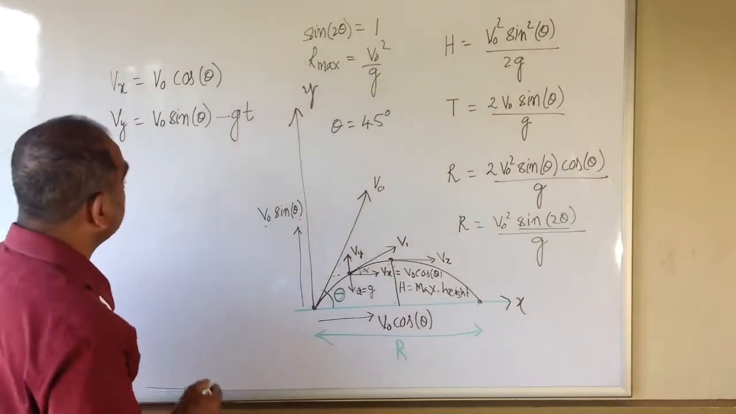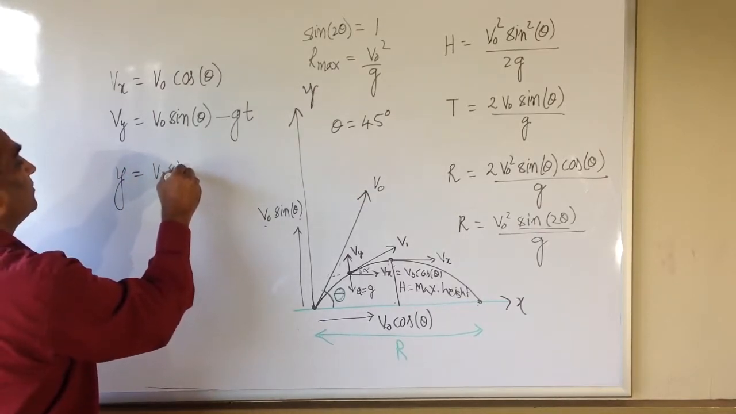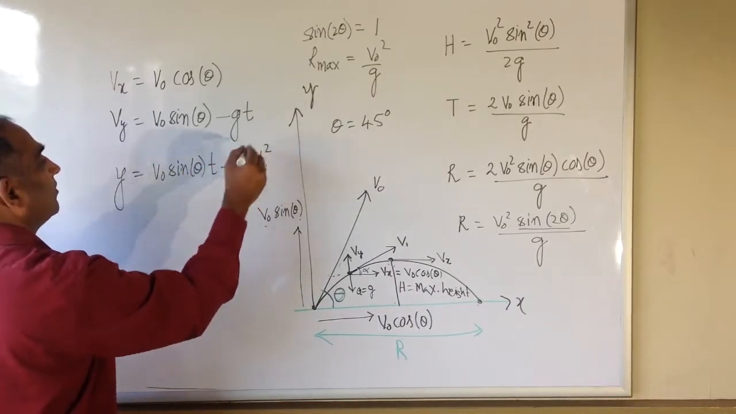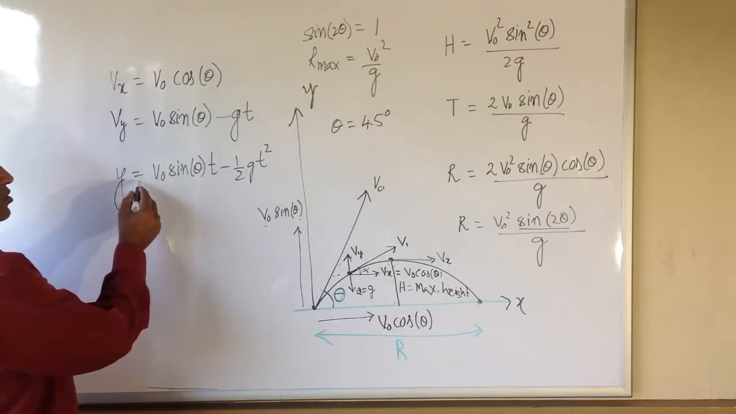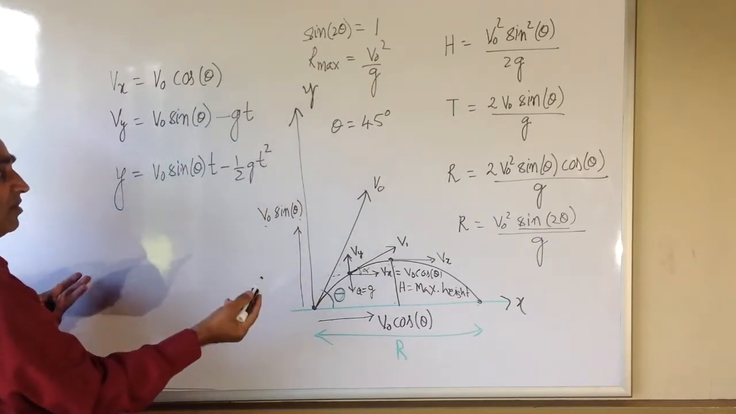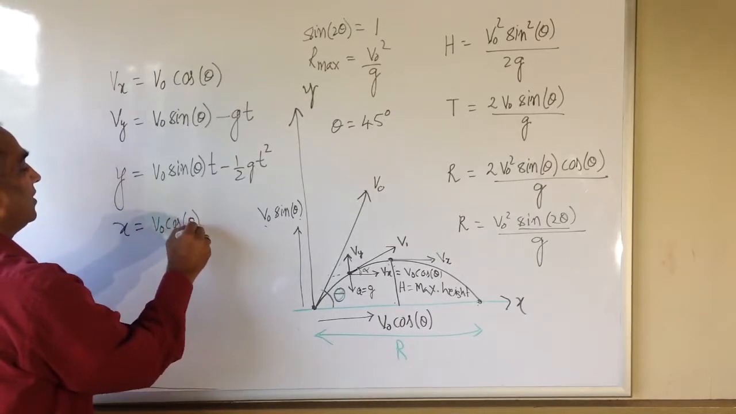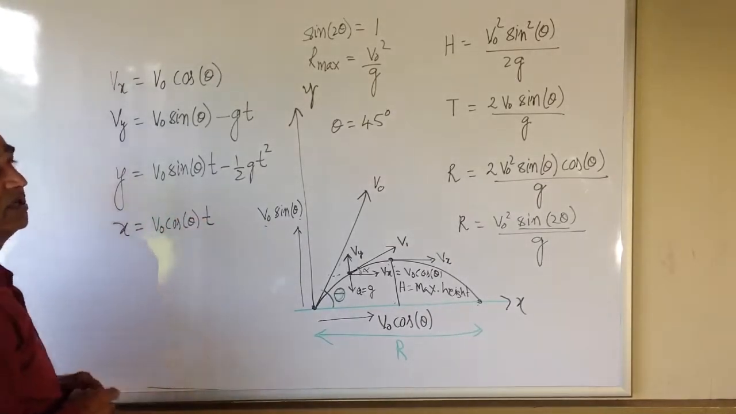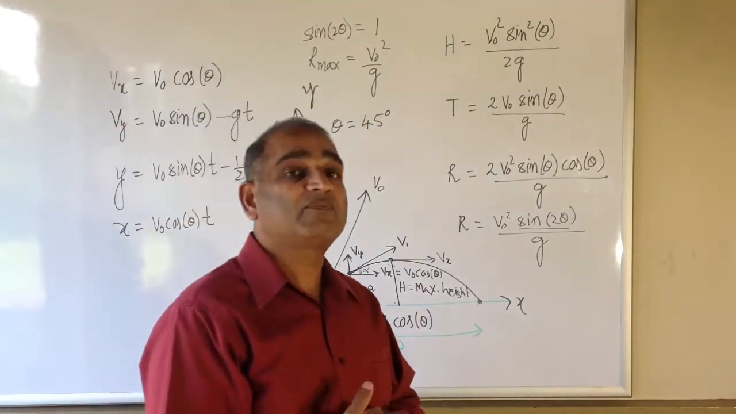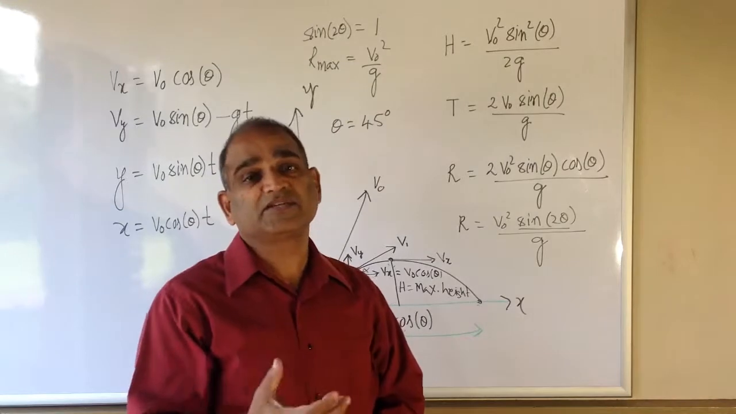Similarly, the vertical displacement at any instant of time, y, is given as v naught sine theta times t minus half g t squared. This is S is equal to V initial times t plus half a t squared. That's the same formula. Similarly, x is equal to v naught cosine theta times t. This is about the two-dimensional motion of a projectile. We can do a number of problems based on all these equations. We will meet in the next session with the problems.